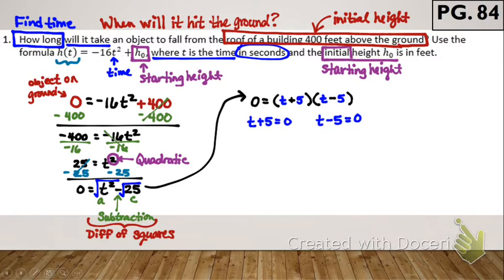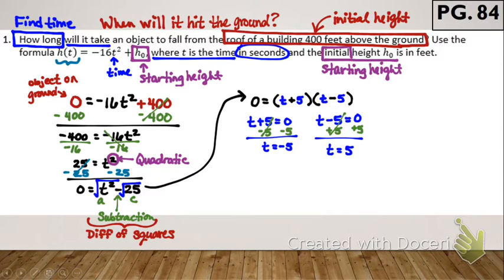So the one on the left where I have the plus, I would subtract 5 from both sides to get t all by itself. So I get t equals negative 5. For the other one, I would add 5 to both sides. And I get t equals positive 5.